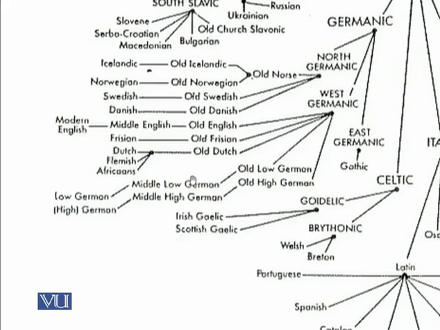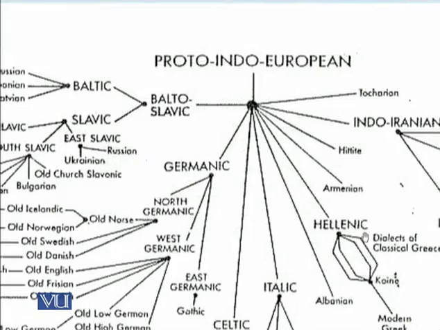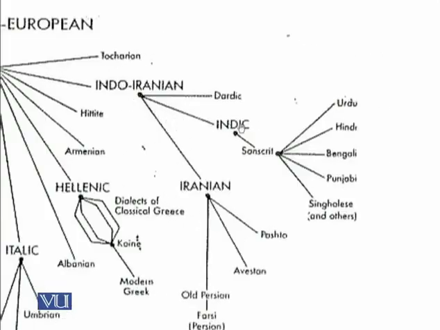This is one language family, that is Proto-Indo-European. Even if you look at this side of this tree, you find the Indo-Iranian family, and then if you go further, Indic and Sanskrit, and you find Urdu, Hindi, Bengali, Punjabi. So these are all part of this main language family.